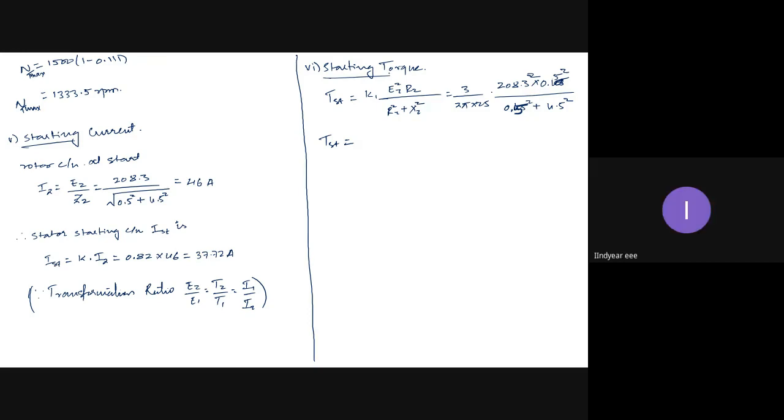It is 0.5, not square. R2 is not R2 square. So it is 20.21.